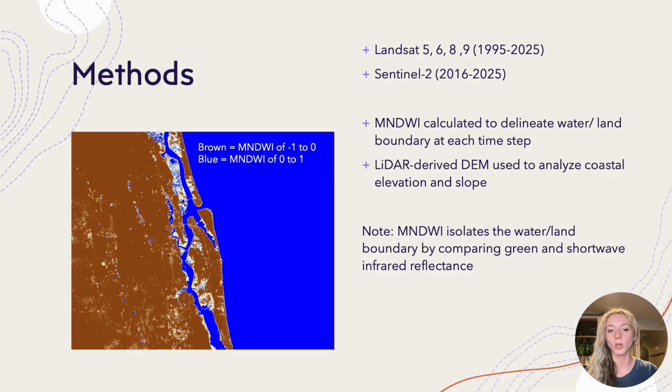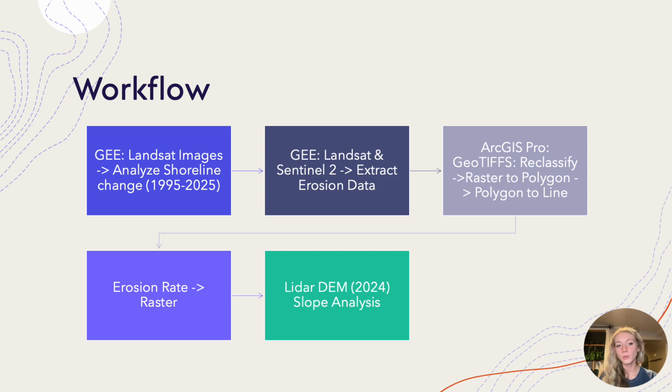MNDWI isolates the water and land boundary by comparing green and shortwave infrared reflectance. The workflow of this study began with Google Earth Engine and pulling Landsat images to analyze shoreline change from 1995 to 2025. In Google Earth Engine, I also pulled Landsat and Centennial 2 to extract erosion data. I then followed by going into ArcGIS Pro and pulling the information from the Landsat images and converting it into a GeoTIFF to reclassify the information and delineate between water and land.